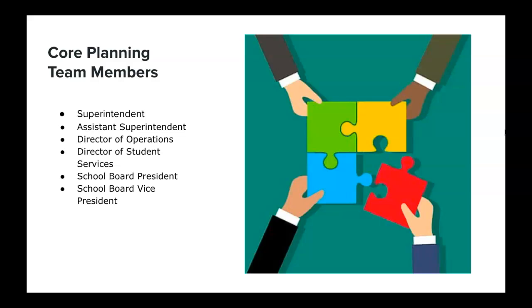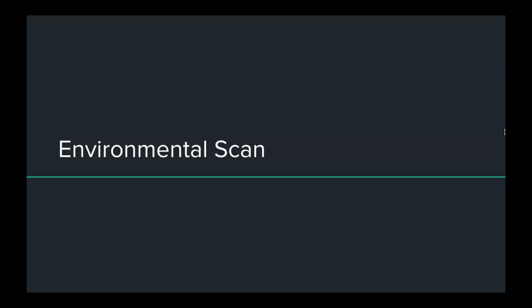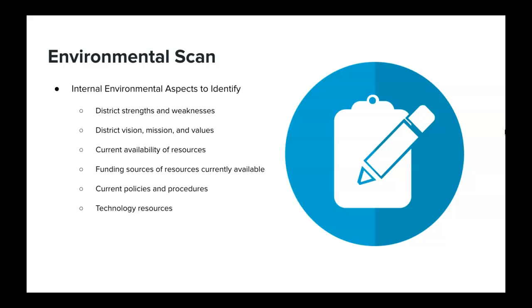So once that team is formed, we look at the environmental scan, which is done by the core planning team. So this involves the core planning team studying information about trends and issues that might be going on in education that we might be experiencing here in the district. And there are a variety of ways that we can look at that. So we want to look at the internal environment and the external environment.